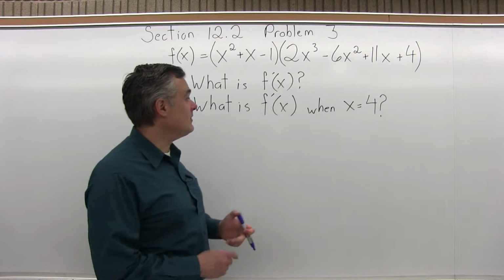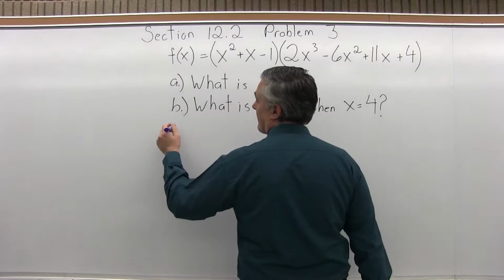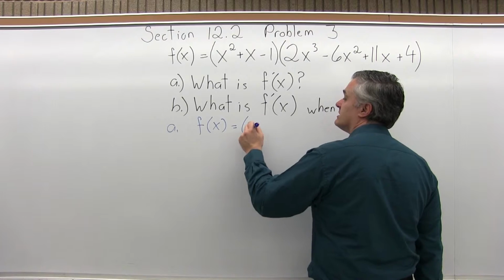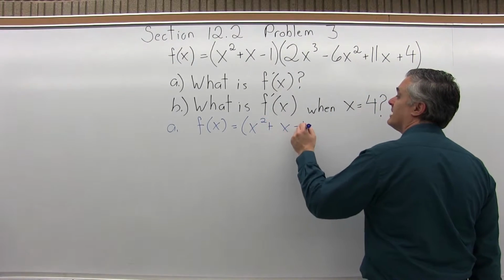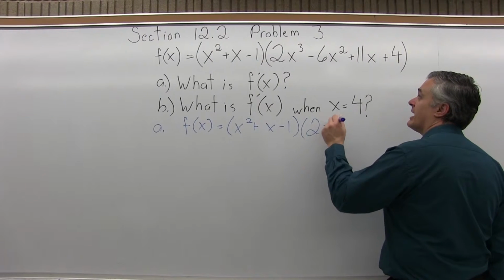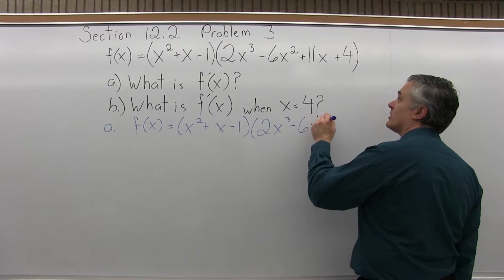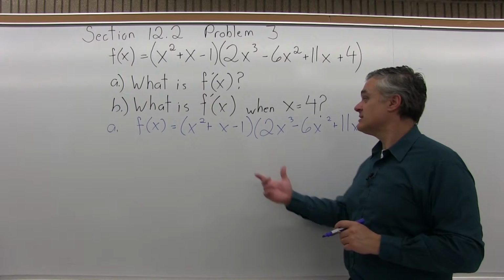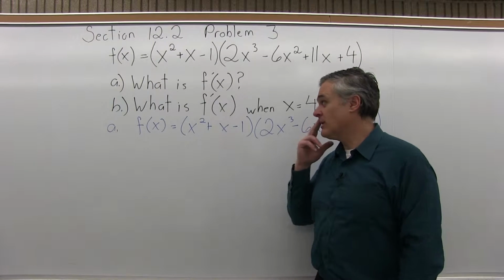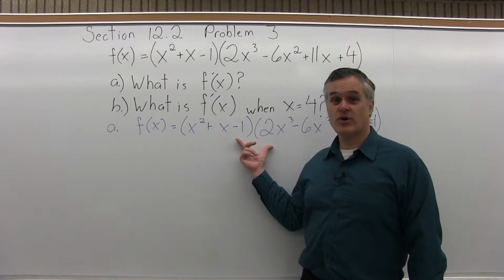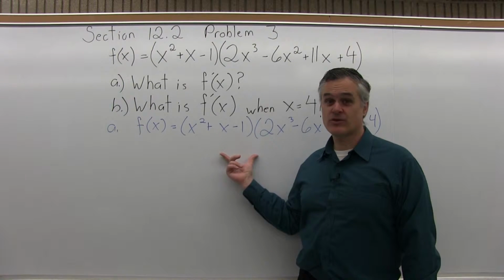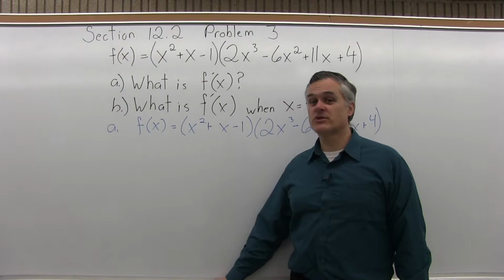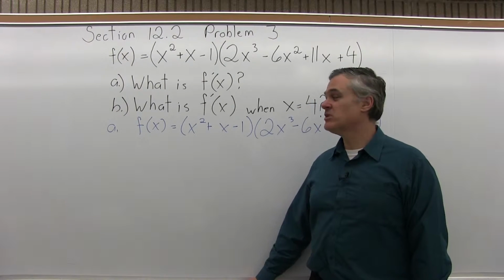Now let's start with A. For this function, f of x equals x squared plus x minus 1 times 2x cubed minus 6x squared plus 11x plus 4. This is a product, so we're going to apply the product rule. If you were really dead set against using the product rule, you could do out a big, huge FOIL and combine your like terms and simplify it, but that would probably take 20 or 30 minutes, whereas with the product rule, you can probably find the answer in just maybe 3 minutes.